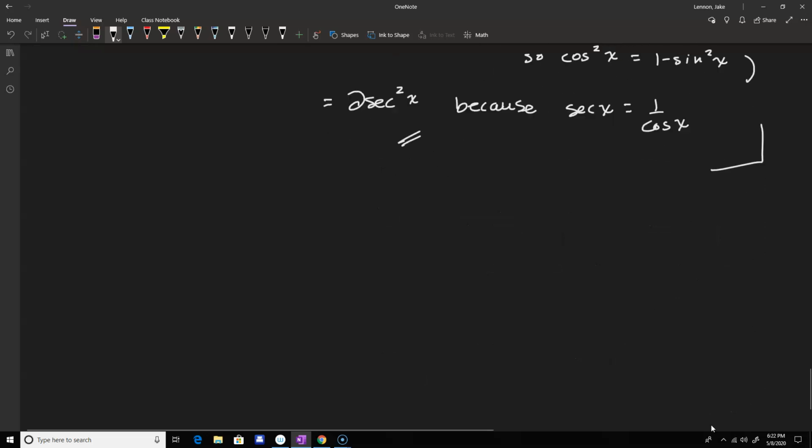Okay, maybe we'll do one more. So let's try to prove that the cosine of theta divided by 1 minus the sine of theta is equal to secant of theta plus tangent of theta.